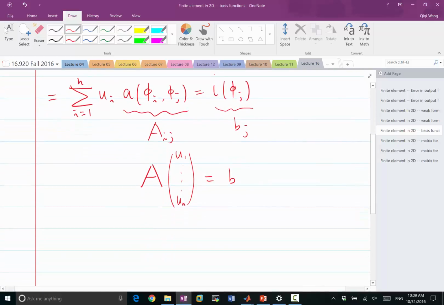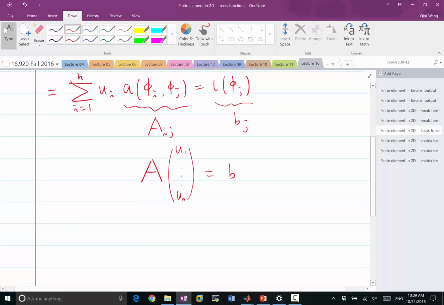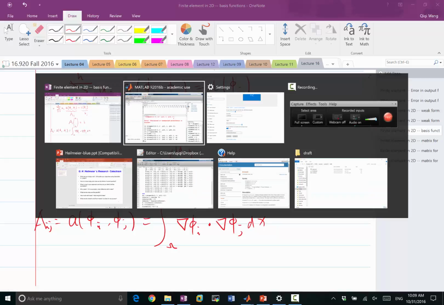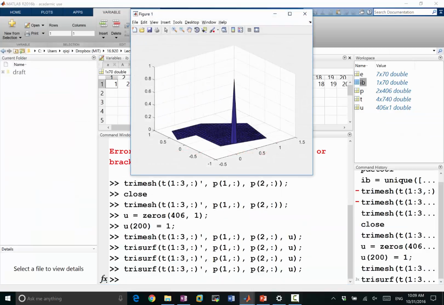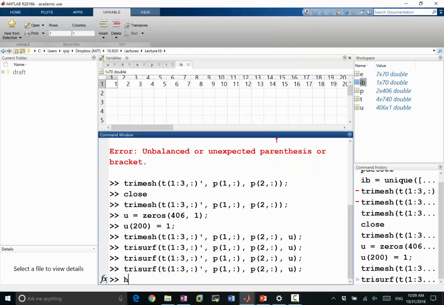Okay, now let's figure out how to evaluate these A_ij's. A_ij is equal to a of phi_i, phi_j, right? Which is equal to the integral over the domain of the gradient of phi_i dot product with the gradient of phi_j. Again, this is going to be a very sparse matrix, because let's just go back into MATLAB and visualize this one.